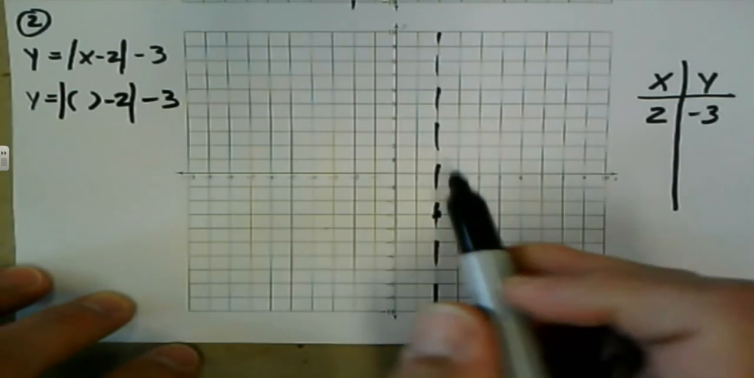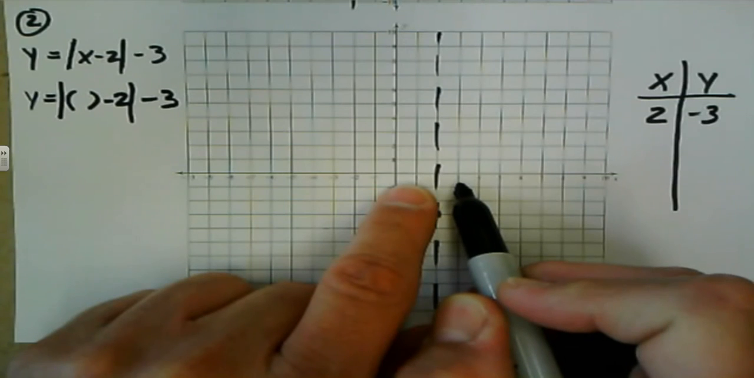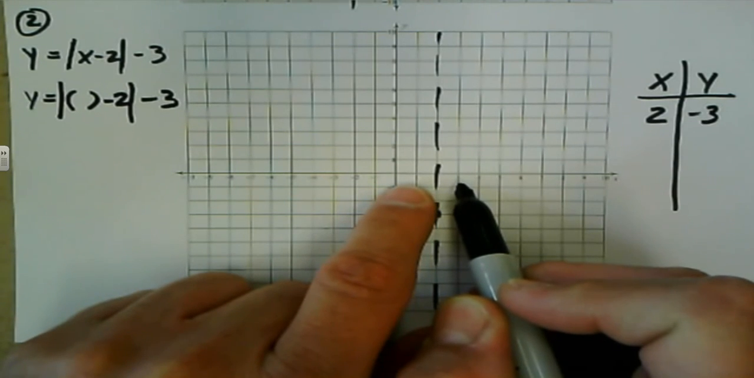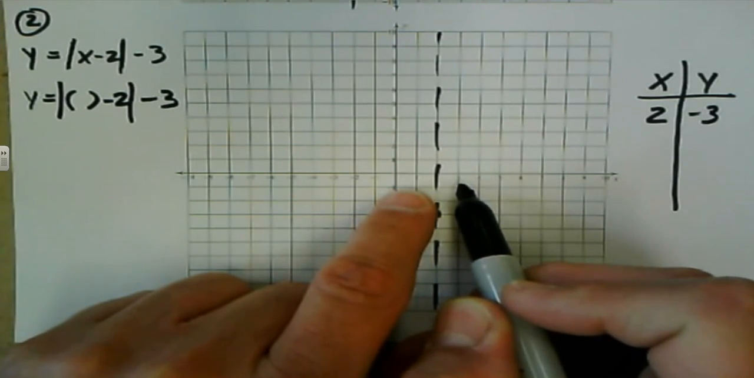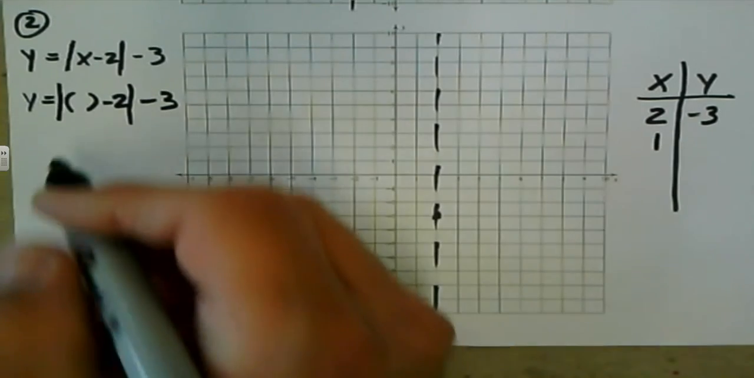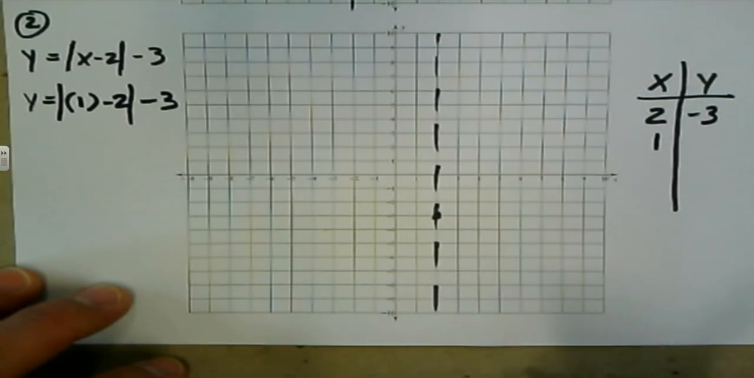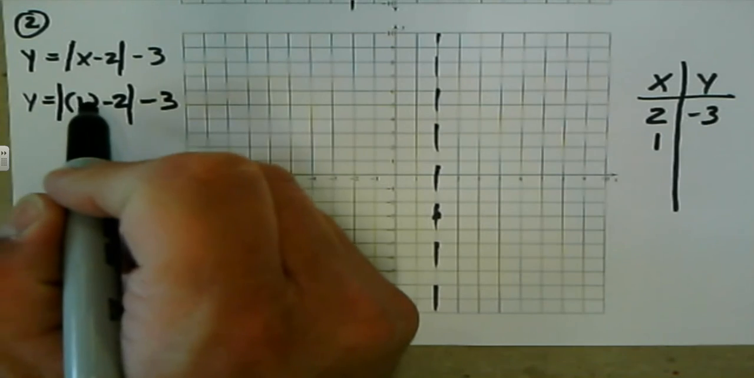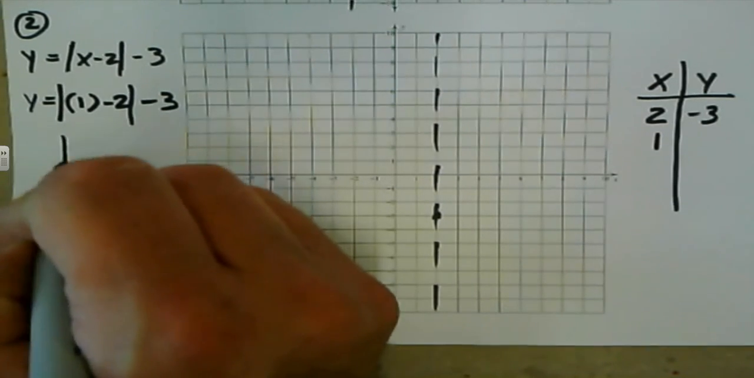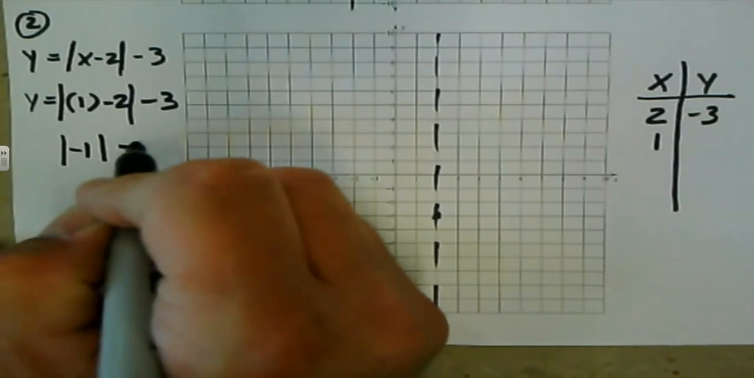Somebody pick a number for me. What do we want? 3 or 1? We'll pick 1. Somebody said 1. So we put a 1 in there. You do what's inside. 1 minus 2. If you use your calculator, you're going to find out that's negative 1.